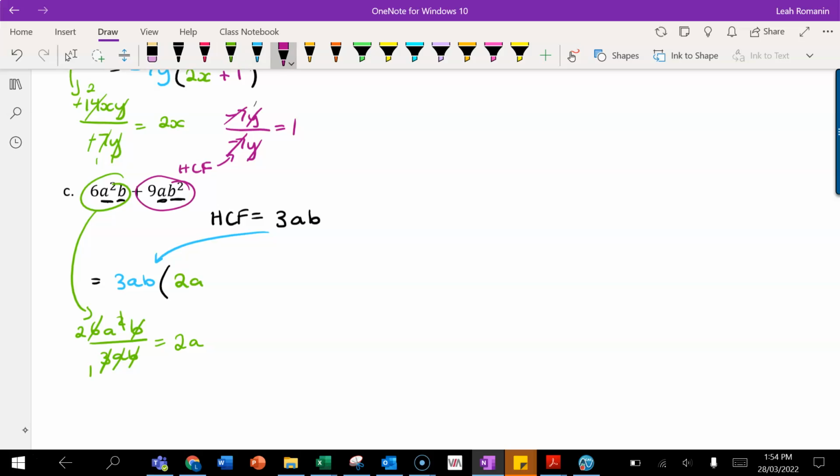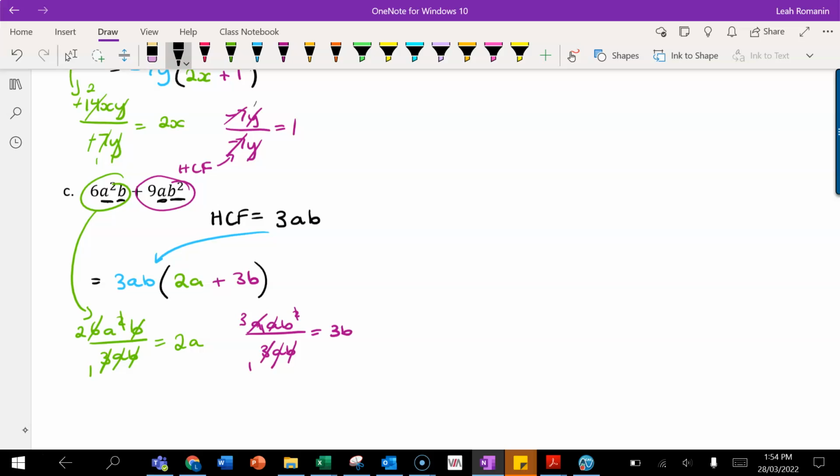Okay, let's do this 9ab squared. 9ab squared divided by 3ab. 3 goes into 3 once. 3 goes into 9 3 times. 1a on the top, 1a on the bottom gets crossed out. 1b at the top and 1b on the bottom. So I'm going to have 3b left over. So plus 3b is going to be what's left inside my bracket.